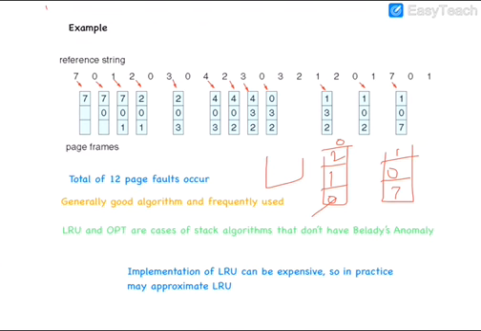Generally LRU is considered a good algorithm and a more frequently used algorithm. Whenever you see LRU and optimal page replacement algorithms, they both belong to the class of stack algorithms, and they will not have the problem of Belady's anomaly. We discussed Belady's anomaly in the first come first serve page replacement algorithm. Implementation of LRU can be expensive, so in practice we will be using approximate LRU, which we will see in the next class. Hope you understood. Thank you.